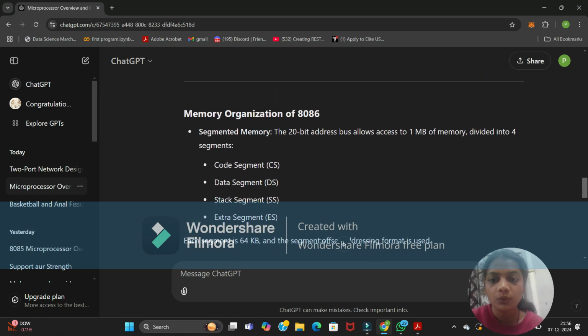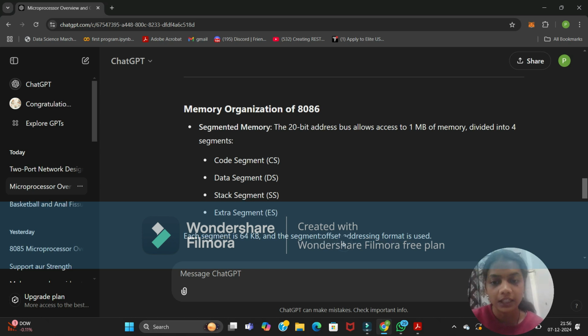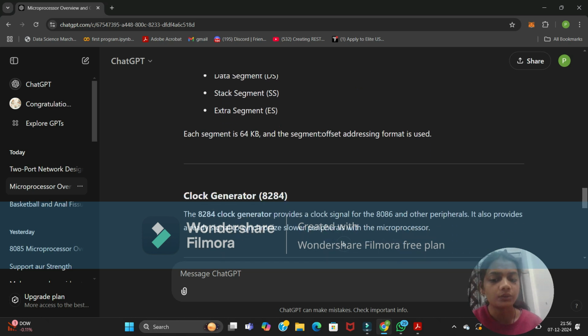Now let us move ahead to the memory organization of the 8086. Segment registers, segmented memory. The 20-bit address bus allows access to 1 MB of memory divided into 4 segments: code segment, data segment, stack segment, and extra segment. This is the same thing we were talking about earlier. Segment registers include CS, DS, SS, and ES. Each segment is 64 KB, and the segment:offset addressing format is used.